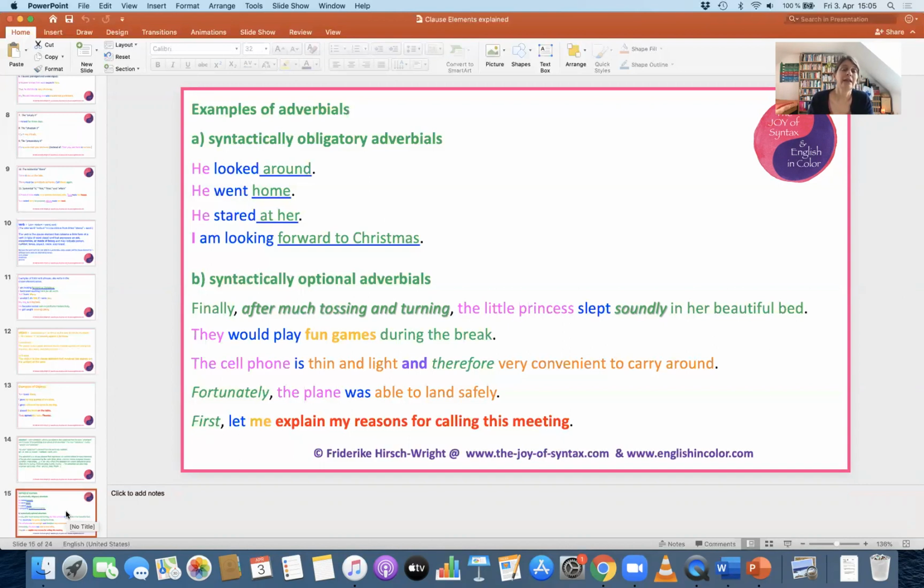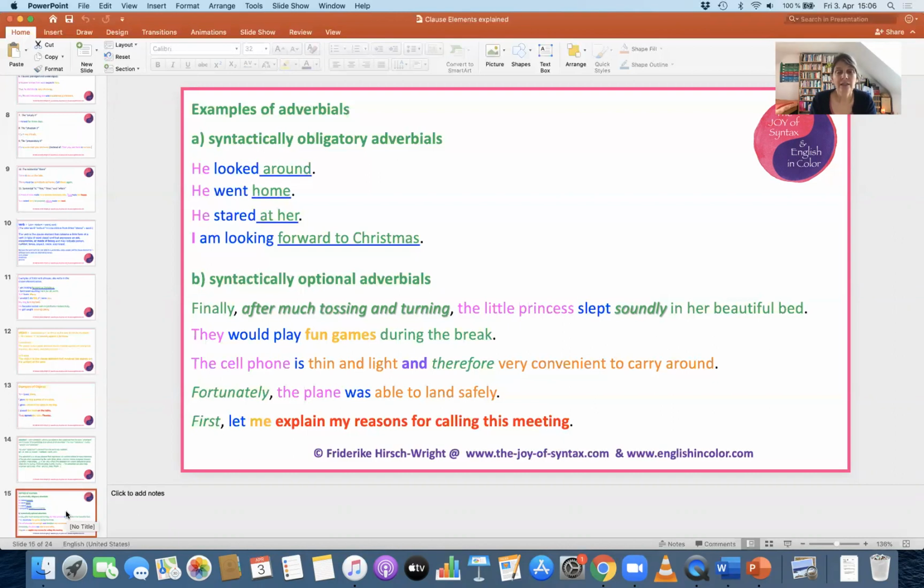Now there are so-called syntactically optional adverbials. That means they are not necessary for the syntax of the sentence to be complete, for the sentence to be a syntactically complete sentence. Semantically, they are, of course, important, otherwise they wouldn't be in the sentence. They change the meaning of the sentence, but there is a difference between something being necessary semantically and something being necessary syntactically. So here are examples of syntactically optional adverbials.